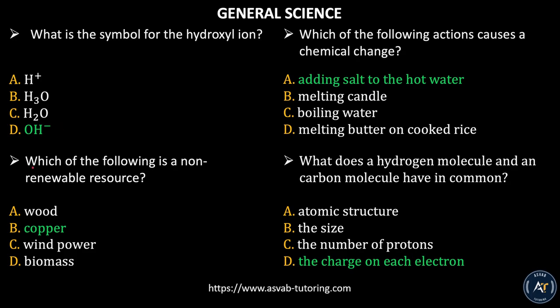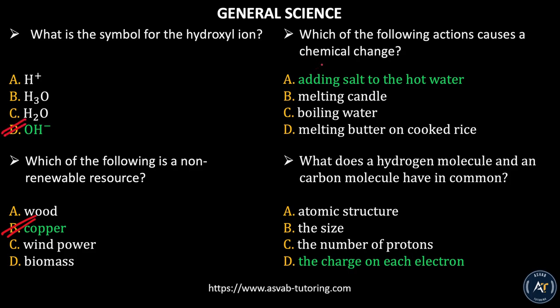Question number 10. Which of the following is a non-renewable source? Option A, wood. Option B, copper. Option C, wind power. Option D, biomass. The correct answer is option B, copper.